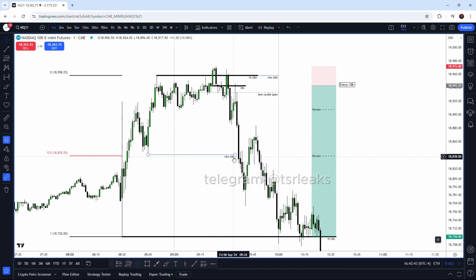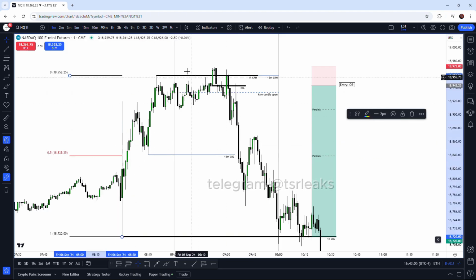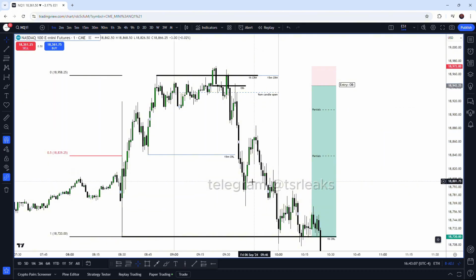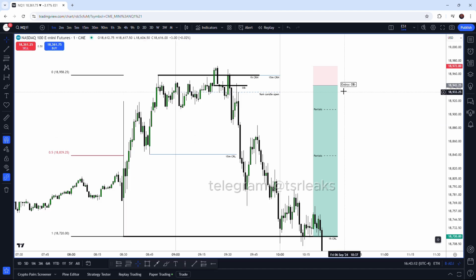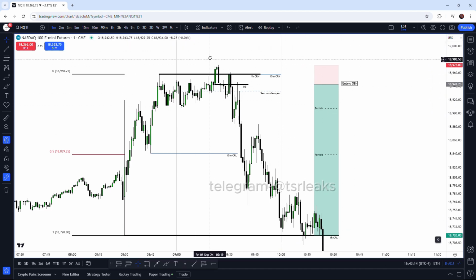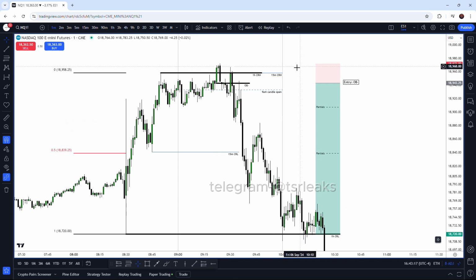So 15-minute high and low, 1 hour high and low. 15-minute and 1 hour highs were swept at the same time. Order block confirmed. 9:30 market open, tapping into the order block and pushing prices lower. Your partials would have been the EQ of the 1 hour range and final TP at the lower end of the 1 hour range.